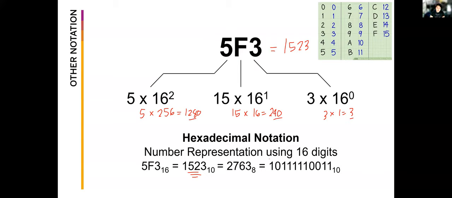So 1523 on a decimal notation, okay, on base 10, 2763 on base 8 on octal notation. Mali na naman to, this is supposed to be 2. And this is the binary equivalent of this hex number. Okay, any questions?